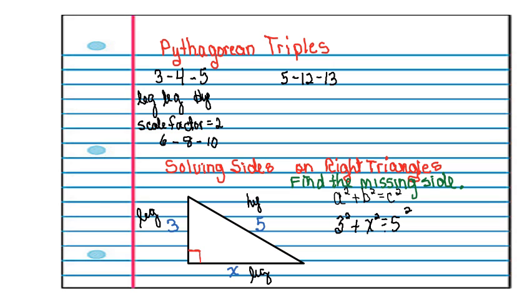And now we're just going to solve for the variable. Fence of equality. And we get 3 squared is 9, plus x squared equals 25. And we're just going to take away the 9 from both sides here. And we get x squared equals 16.